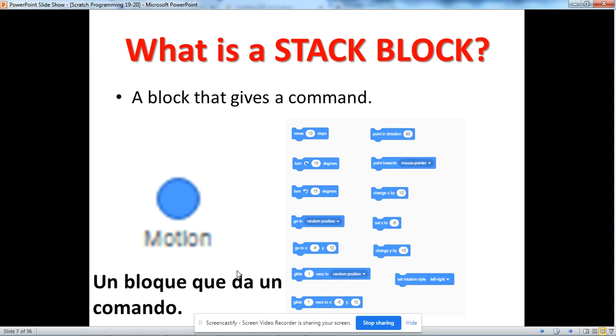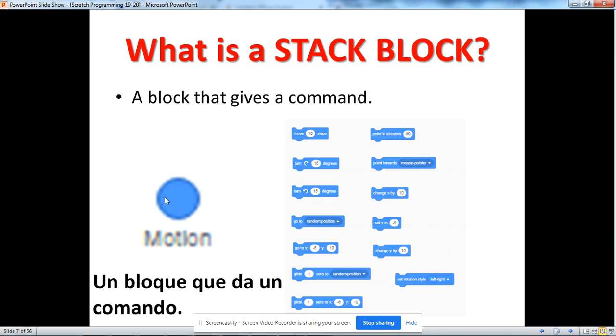All right. The other type of block that we're going to be talking about are stack blocks. And again, we can tell a lot about a stack block by looking at its name and its shape. So stack blocks are blocks that you stack one on top of the other, all right? And they just give single commands, all right? So they tell a sprite to do this, do this, do this, do this. If we want a sprite to do one thing, we can put one stack block underneath our hat block. If we wanted to do 20 things, we can put 20 of these blocks together to tell our sprite what to do and in what order, okay? So a stack block is a block that gives a command.